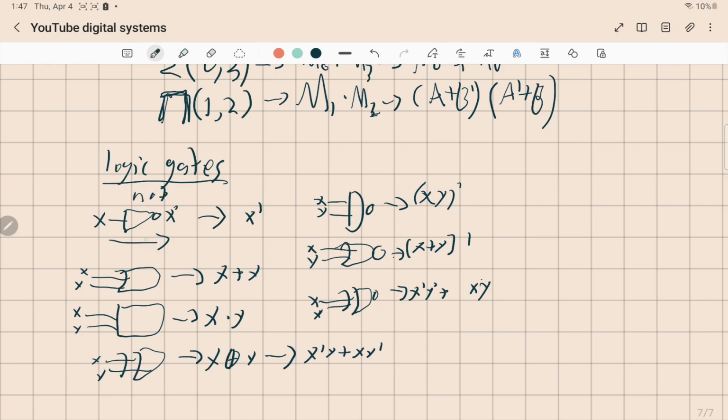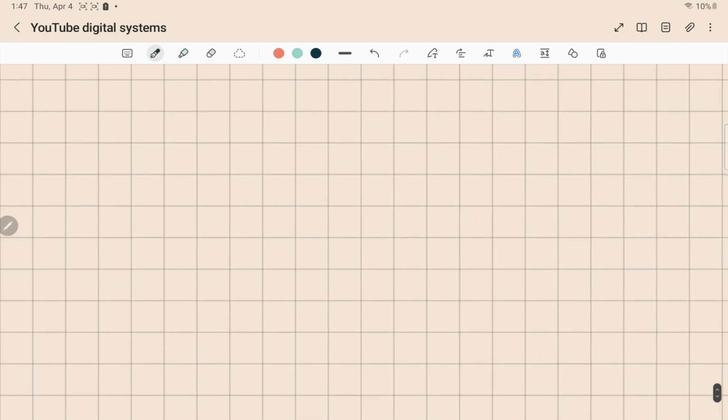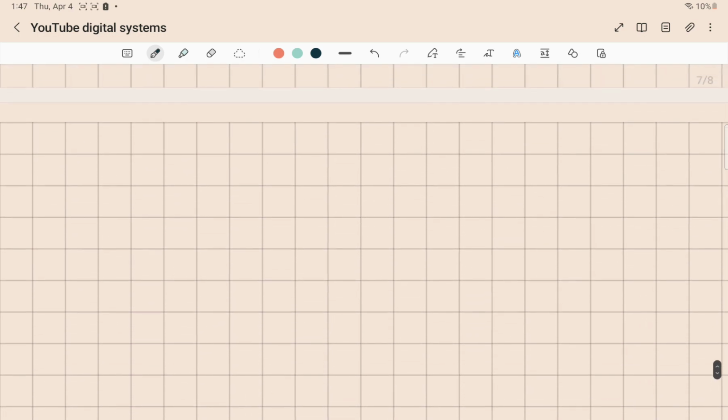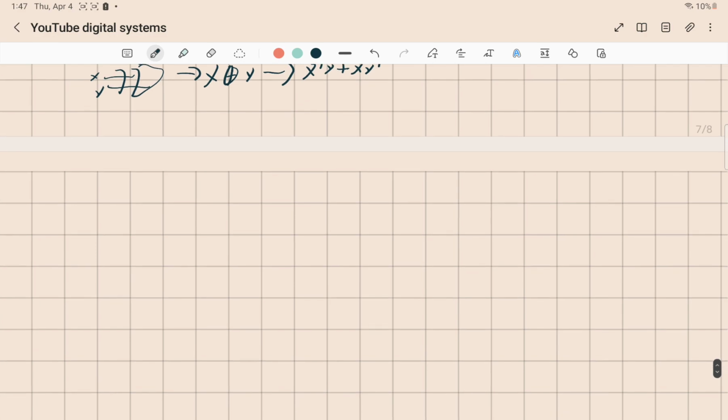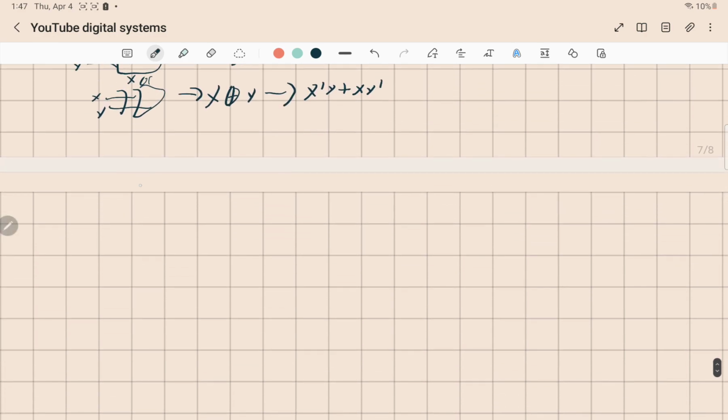NOT, OR, AND, XOR, NAND, NOR, XNOR. Okay. Now I'll draw truth tables for all of them.